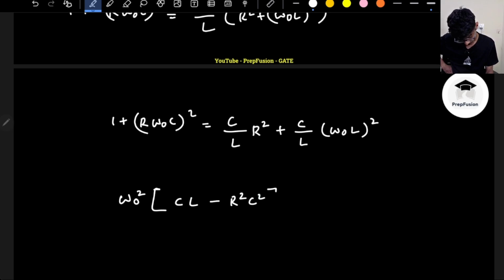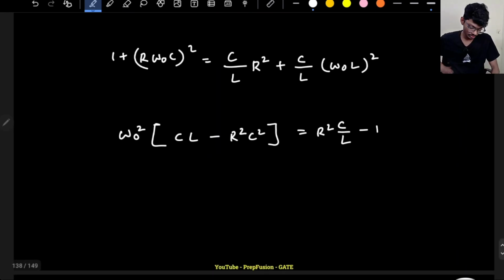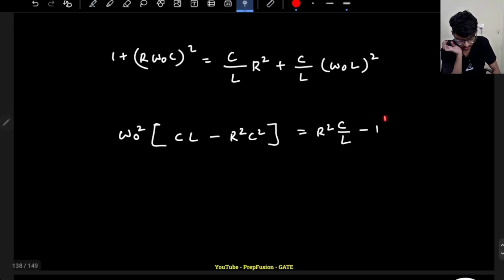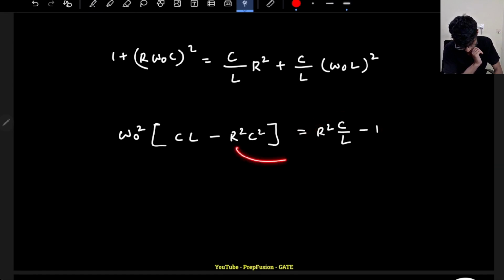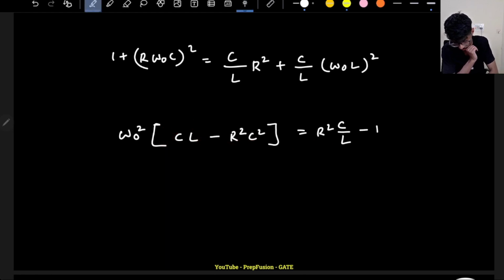Okay, this plus here I have on this side, this is 1, okay, no, R square C by L minus 1. Okay, so somehow I want this to be independent of R, because I don't want a condition on R. So what I will do, I will try to make this, right. For that, I have to take common LC from here.